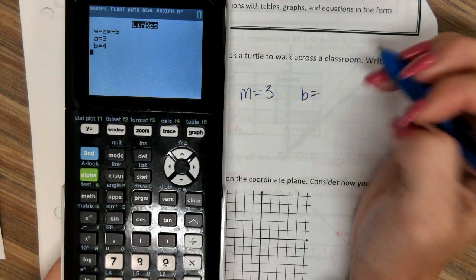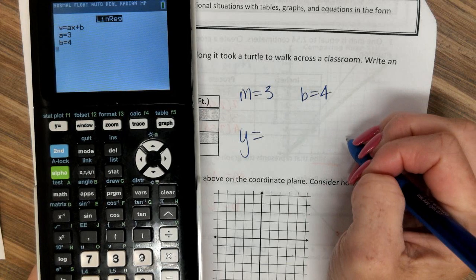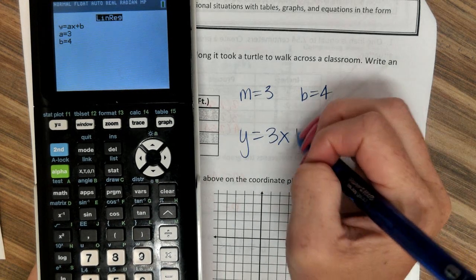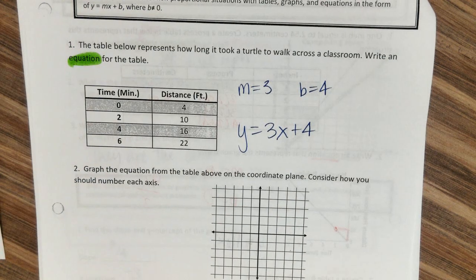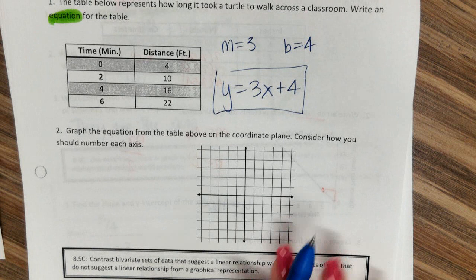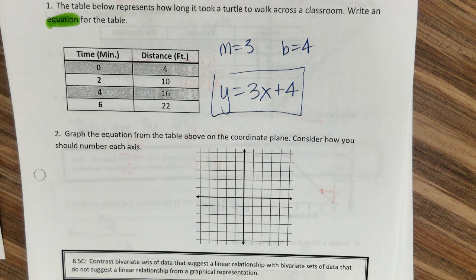Can I write an equation out of that? Y equals 3x, y'all say it loud, plus 4. That's my equation. Can I graph this myself with this equation? Could you use your y equals button? Could you use slope y-intercept?